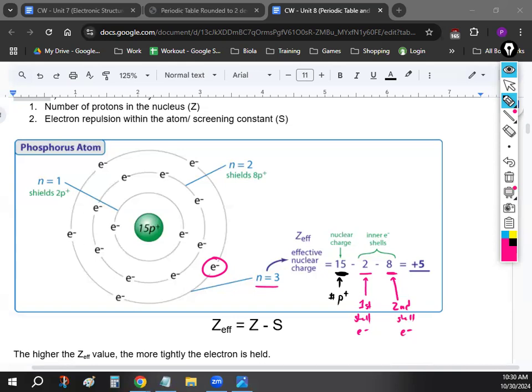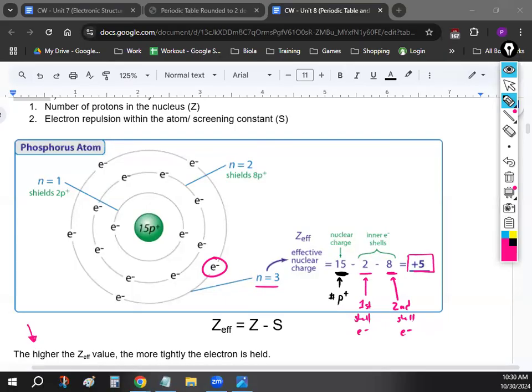That's correct. All right, and so in order to calculate Zeff, all we do is take the 15, the protons, minus the first shell electrons, which is 2, minus the second shell electrons, which is 8, and then you get an answer of positive 5, and that's the value of Zeff. That's the effective nuclear charge. Okay, and the key is written right here.